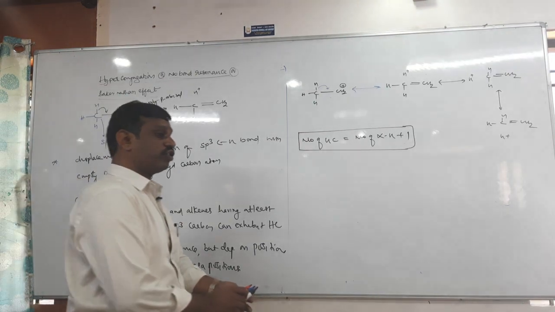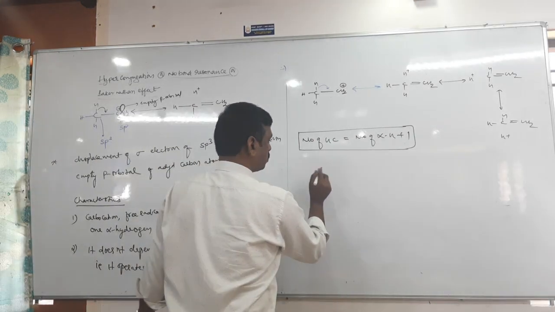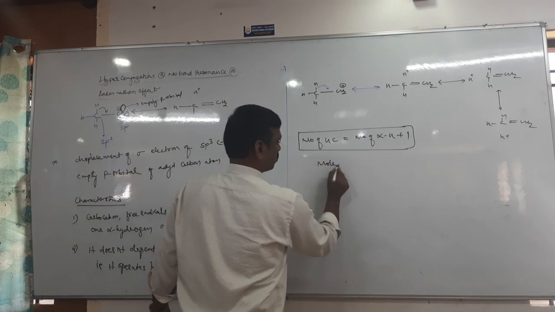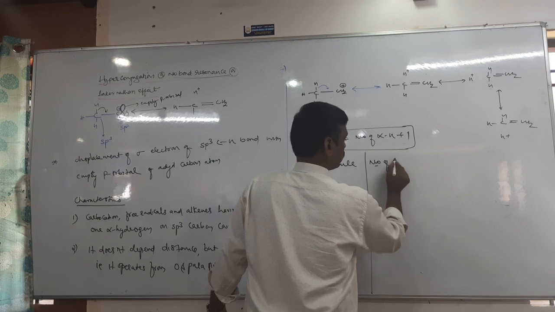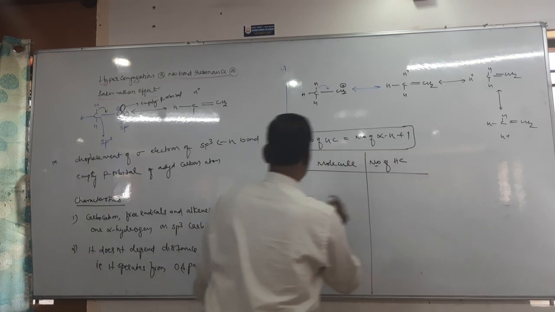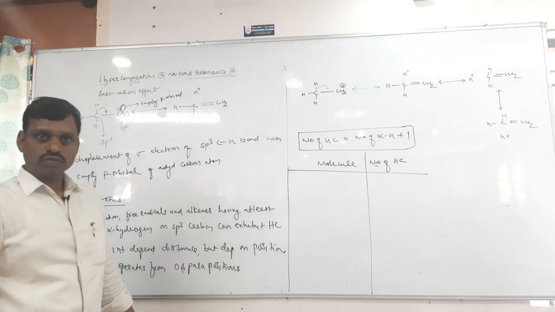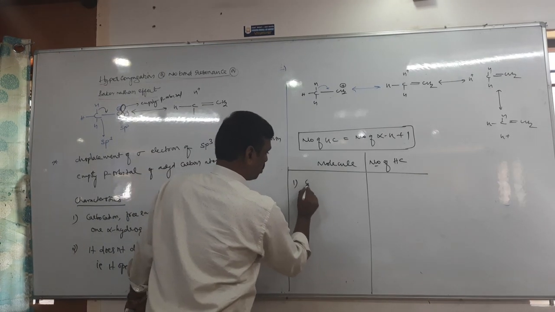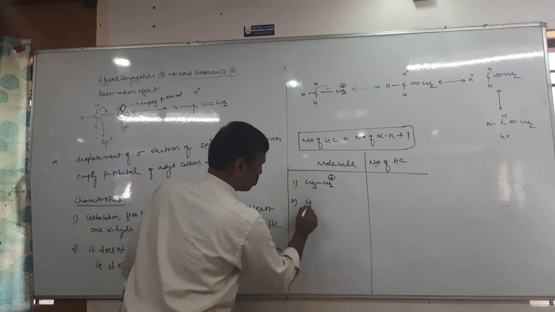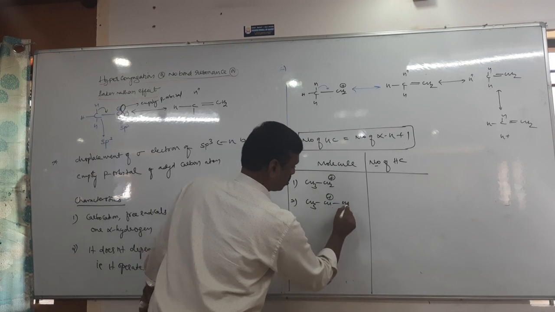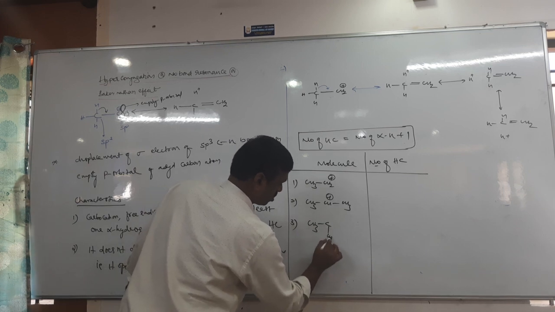Write the question. Calculate the number of hyperconjugation structures in the following. 1, CH3 CH2 plus; 2, CH3 CH plus CH3; 3, CH3 and CH3.